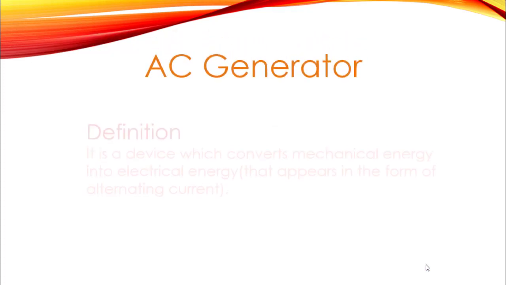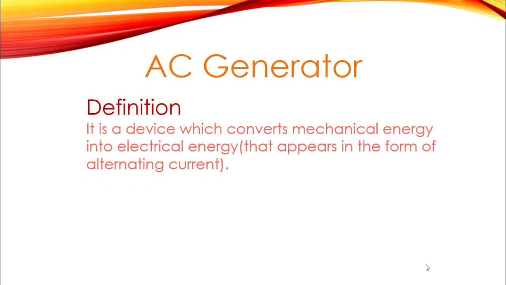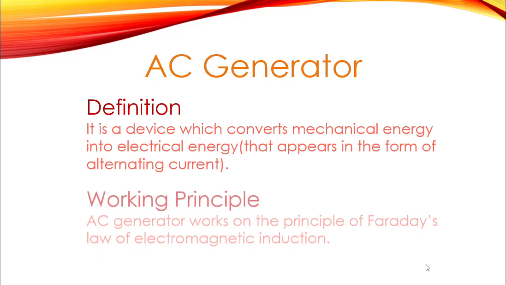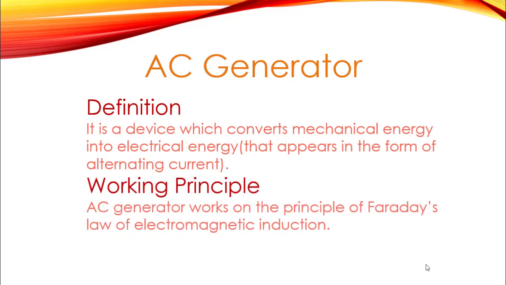AC generator. Definition: it is a device which converts mechanical energy into electrical energy, and this electrical energy appears in the form of an alternating current in the output circuit. Working principle: AC generator works on the principle of Faraday's law of electromagnetic induction.